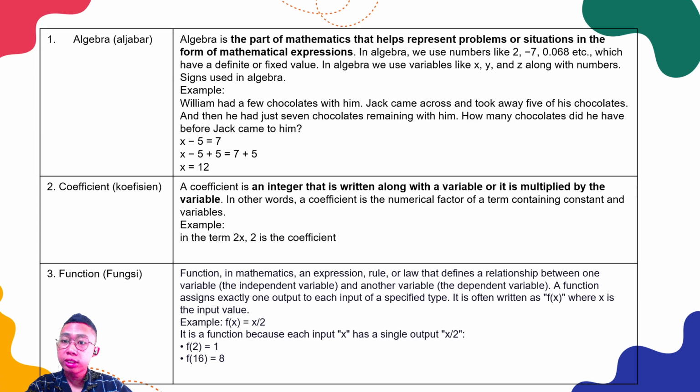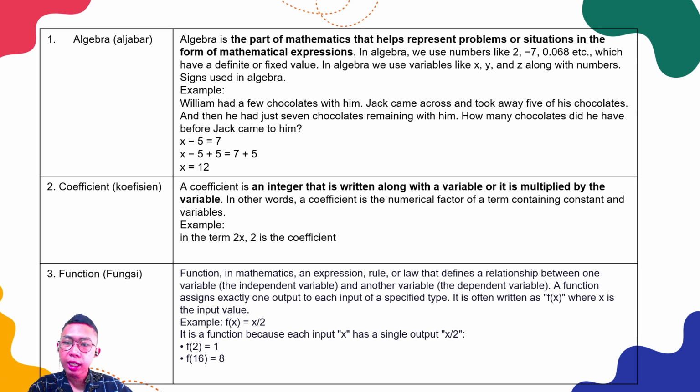Second, coefficient. In Bahasa it is koefisien. Coefficient: an integer that is running along with the variable, or it is multiplied by the variable. In other words, a coefficient is the numerical factor of a term containing a constant and a variable. Example: in the term 2x, 2 is the coefficient. Function. In Bahasa it is fungsi. A function is a mathematical expression, rule, or law that defines a relationship between one variable, the independent variable, and another variable, the dependent variable.